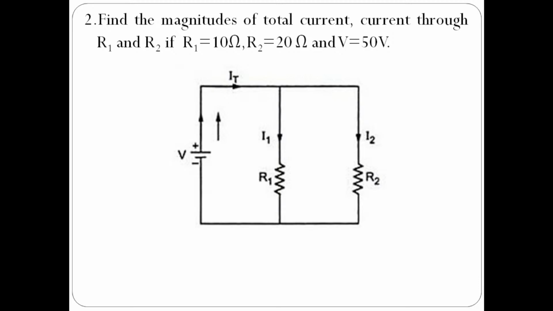The next question is: find the magnitudes of total current through R1 and R2 if R1 is equal to 10 ohms, R2 equal to 20 ohms, and V equal to 50 volts. Okay. So V is equal to 50 volts.